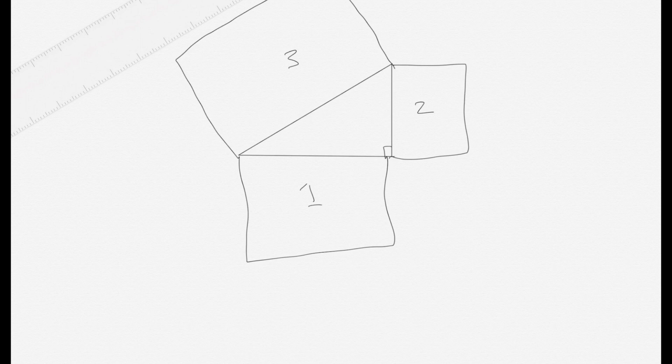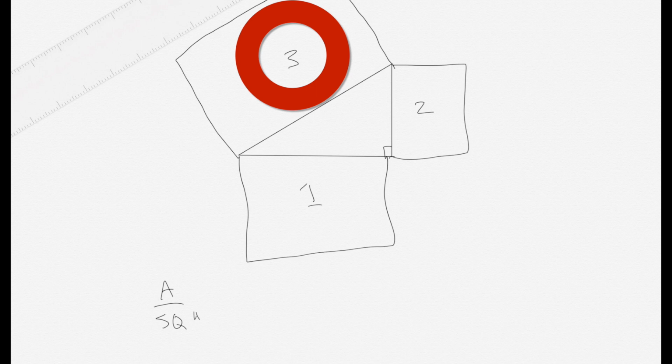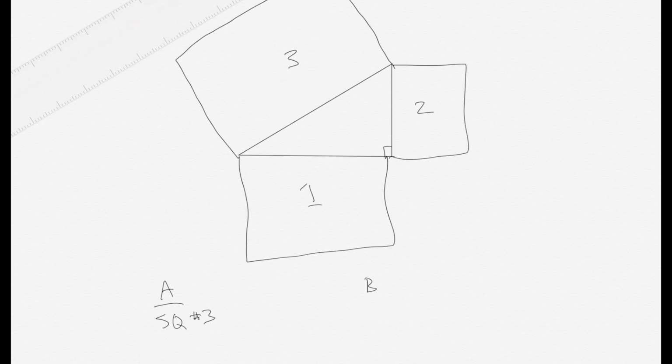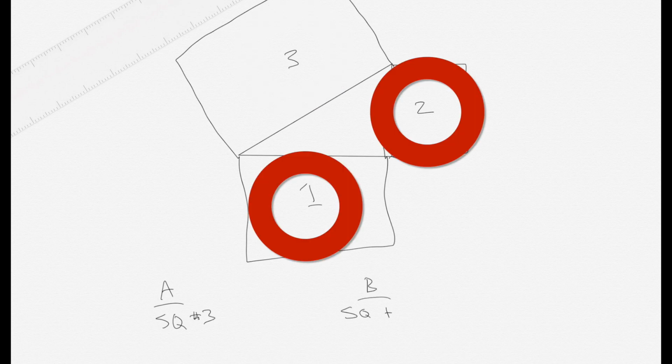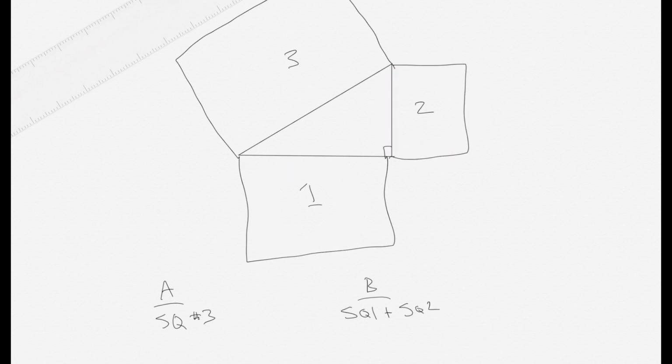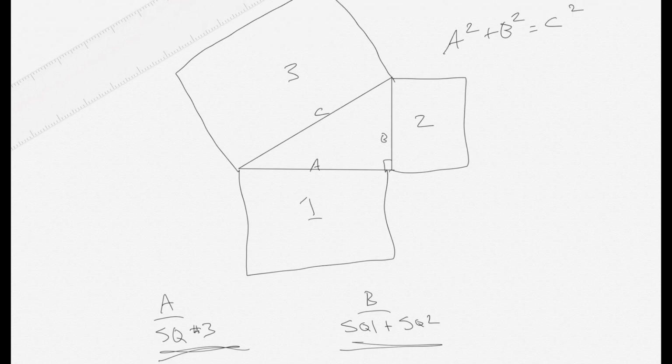Now the question is, A is the area of square number 3, and B is square 1 plus square 2. And the question is, what's bigger, A or B, or if they're equal, or if it's undeterminable? If you look at this, we know the Pythagorean theorem. Let's say this is A and that's B and that's C. We know that A squared plus B squared is going to equal C squared, which is funny because that kind of gives us the answer, all right?